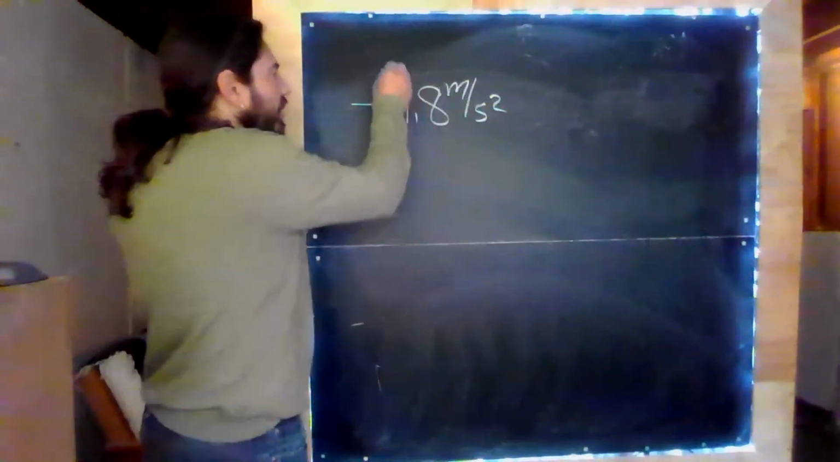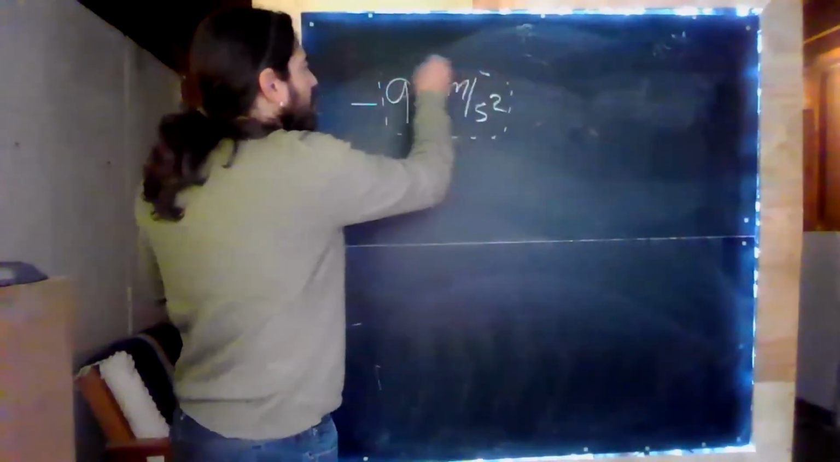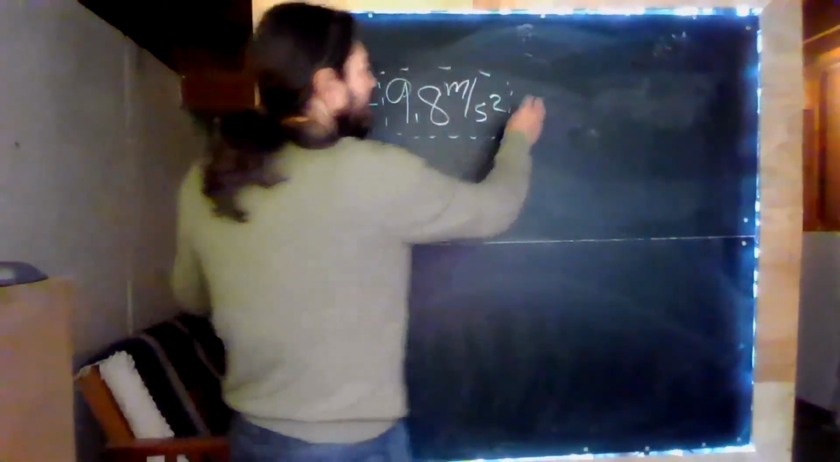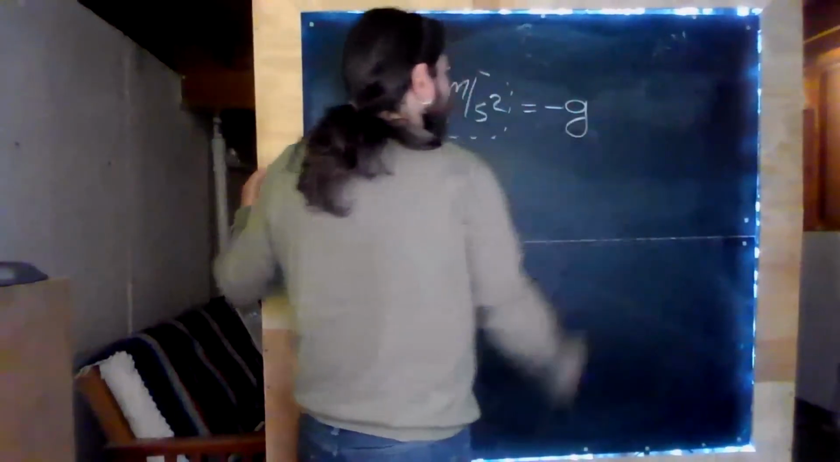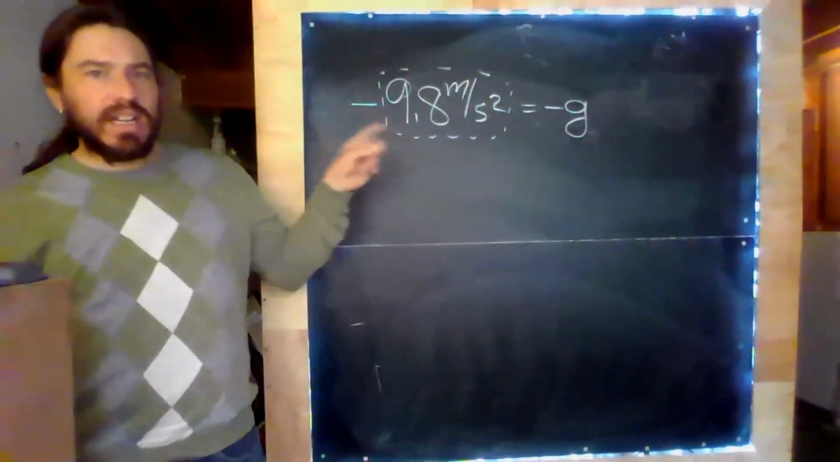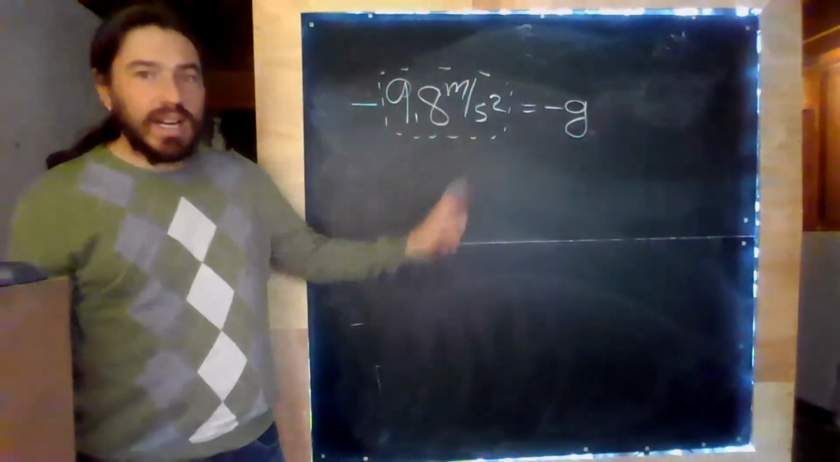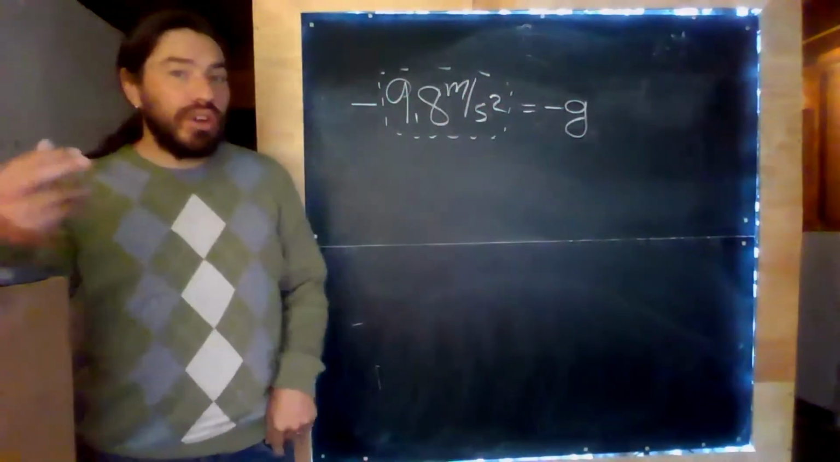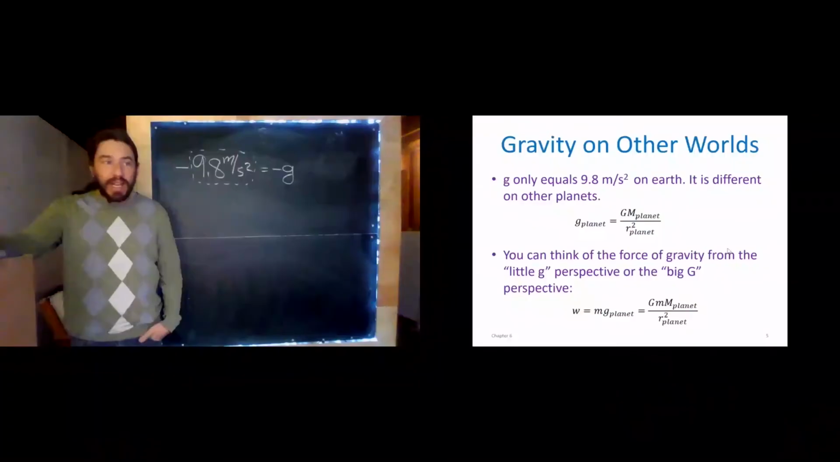And then we can say, okay, well, this number right here, we're going to call that g, and so we can write this as negative g. Now, we have to be careful, though. This number right here, 9.8 meters per second squared, that's only g on Earth. If we were to go to some other planet, then it would be a little bit different. And so we have this equation here, so we can calculate what g on some other planet is.